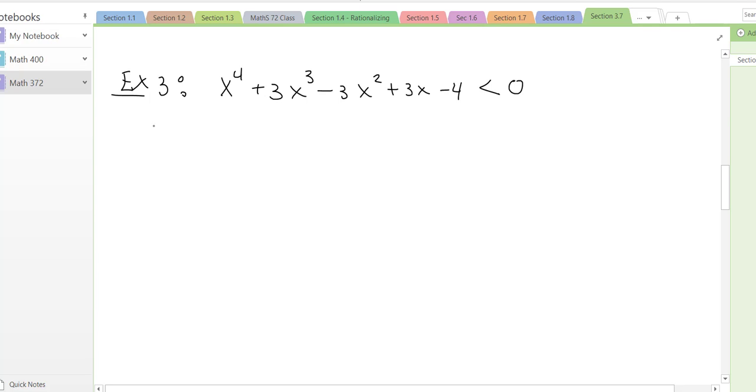One of the first steps is we want to factor completely. With anything that looks like this, or when we get to rational expressions, we want to be able to factor completely. And then find the zeros of the polynomial and plot them on a number line.